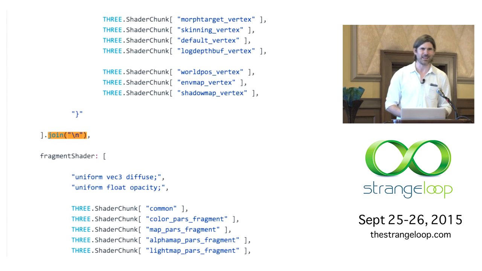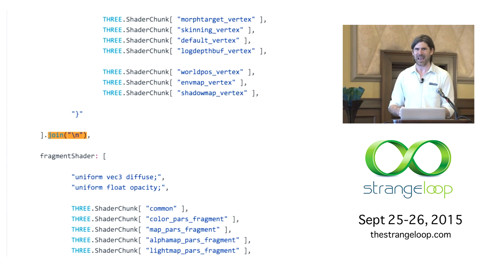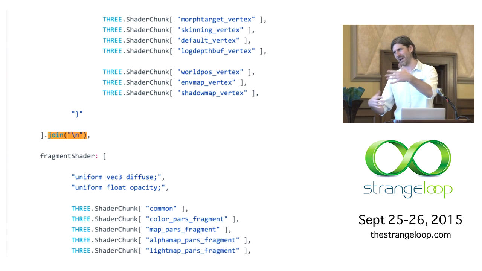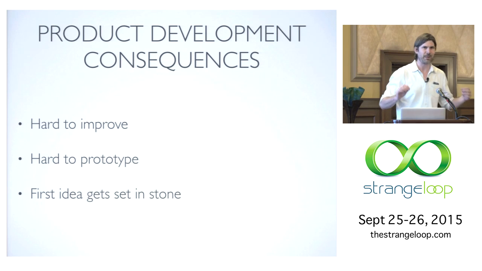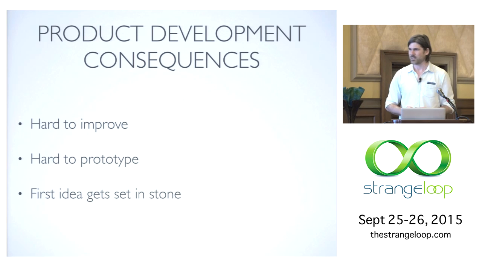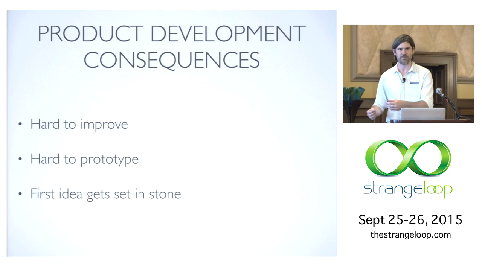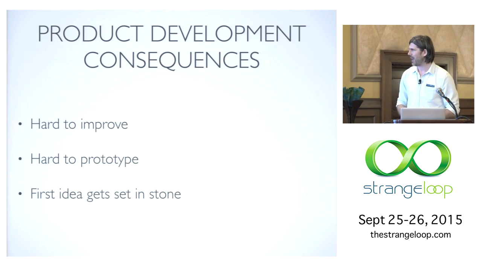And this might be expedient, right? But this is not composition. It's not composition if you have to plan in advance so that assumptions can line up in the future. And this kind of non-compositional or pre-compositional state has real consequences for product development. It's hard to improve the system if, to make some improvement, you have to figure out how to squeeze it into the web of assumptions and then make sure nothing breaks. It's hard to prototype if you have to plan in advance which variations you want to try. And perhaps more subtly, the first idea tends to get set in stone.